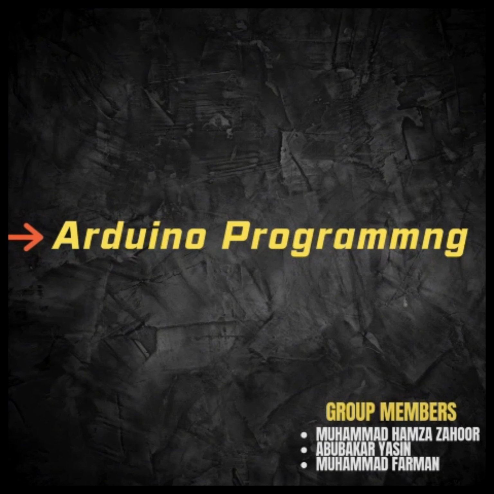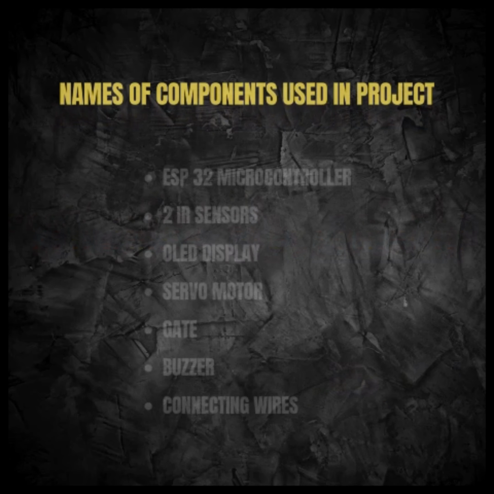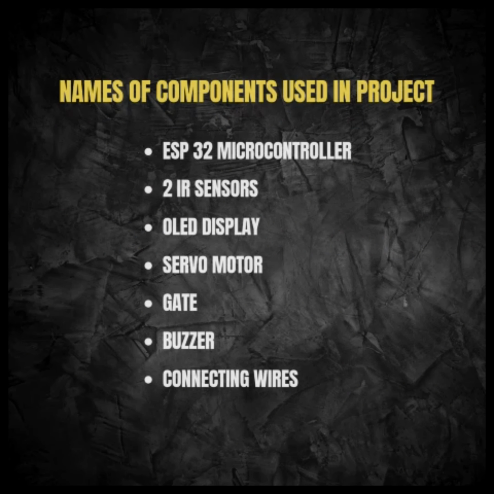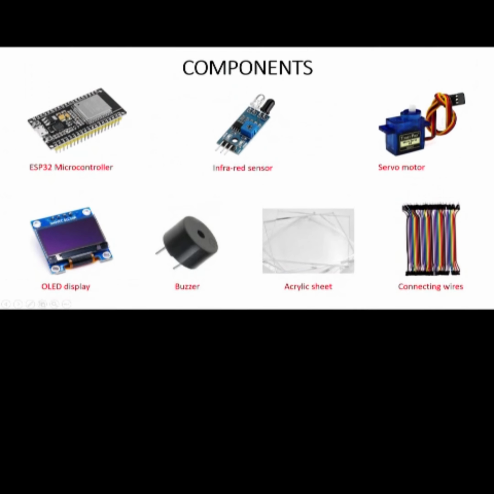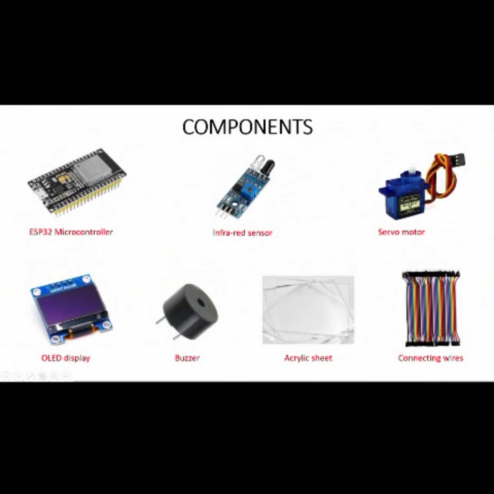Today I am excited to present an innovative project that combines hardware and software to create an automated entry-exit system. This system leverages an ESP32 microcontroller, infrared sensors, a servo motor, an OLED display, and also a buzzer to monitor the flow of people entering and exiting a designated area.